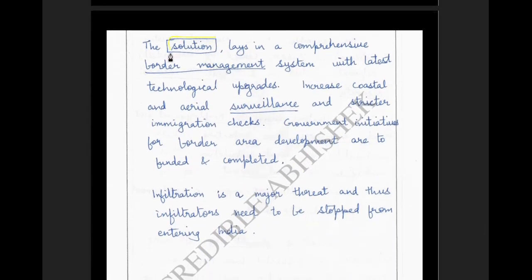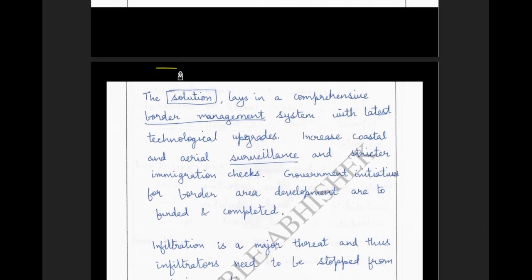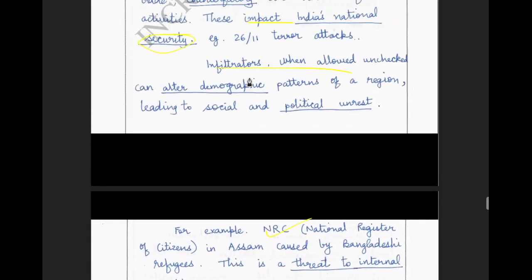The solution. Now you see, the moment he wrote solution, he boxed it, so that I don't even want to read the entire para. I can read border management, surveillance, solution, and I know the candidate has written correctly. Why? Because he has boxed the word solution. So very important keywords like challenges, issues, solution. These keywords you can box within the essay.